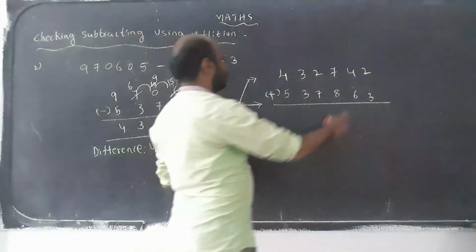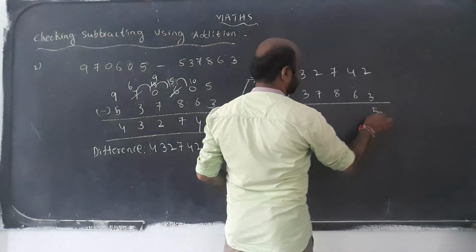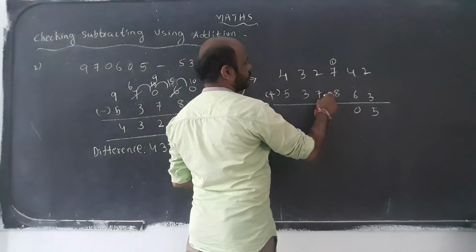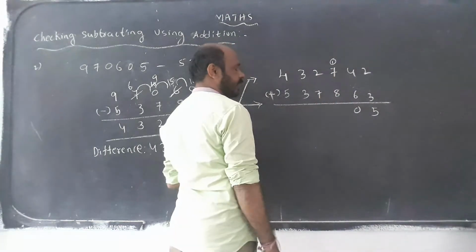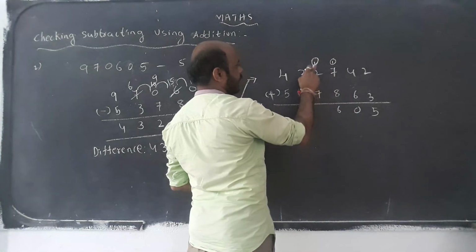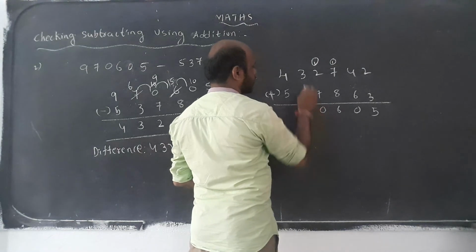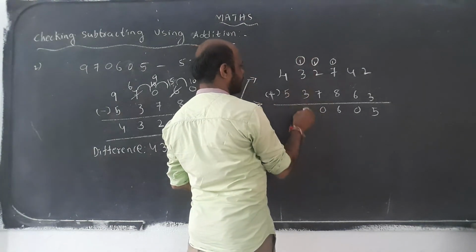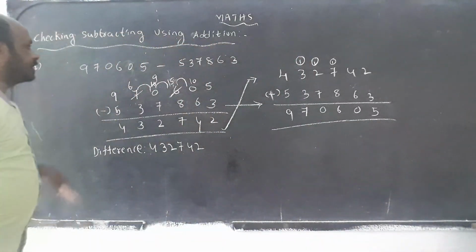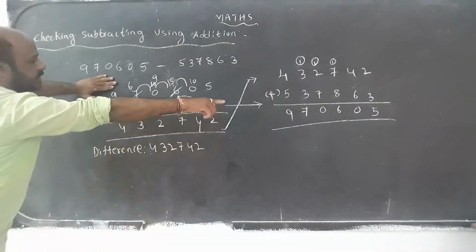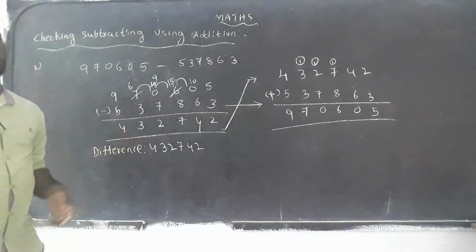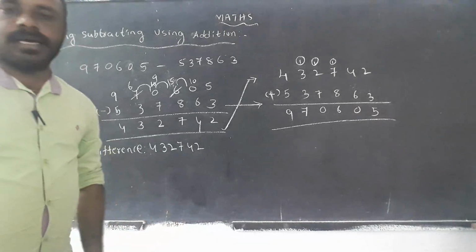Check with the addition. 2 plus 3 is 5, 6 plus 4 is 10, 0 down, 1 carry. Then 8 plus 7 is 15, plus carry 1 is 16, 6 down, 1 is carry. 7 plus 2 is 9, 9 plus 1 is 10, 0 down, 1 carry. 3 plus 3 is 6, 6 plus 1 is 7. 4 plus 5 is 9. Then how much answer did we get? 9,70,605. Whatever we do in subtraction, check with addition, it will be easy, correct.